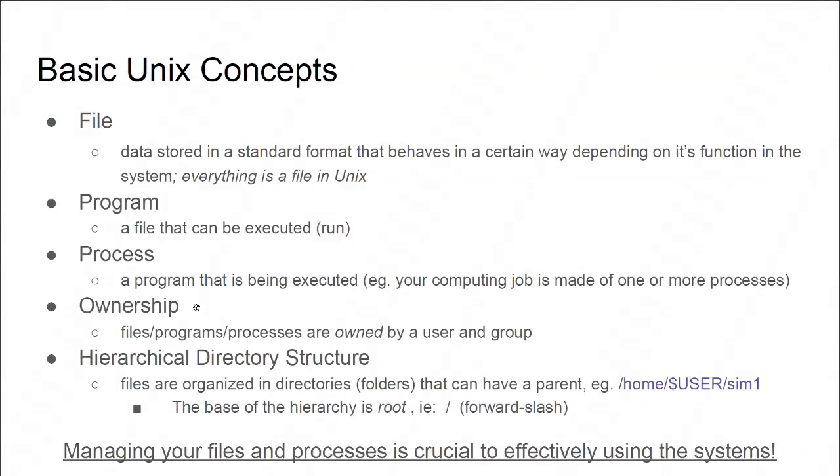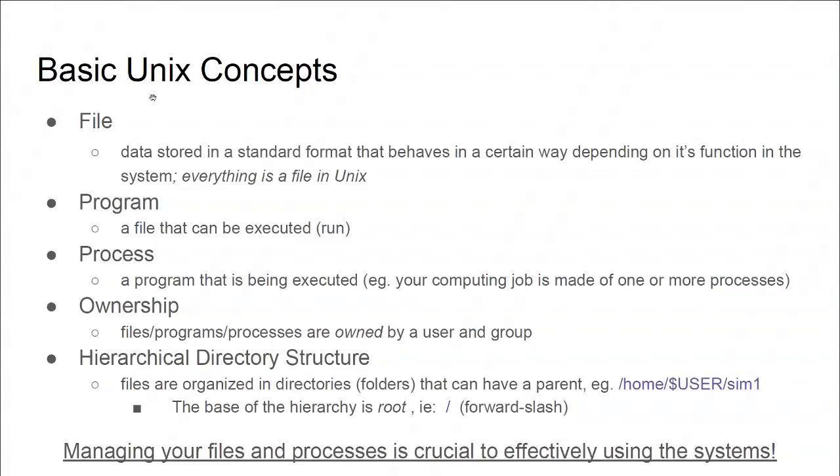Within Unix, it's a shared operating system, so all the resources within it are shared, and they're allocated according to the operating system's configuration and whatnot. So all the files within the operating system have a sense of ownership, so they can be owned by a particular user on the system, but they can also be owned by a group of people. So that includes programs and processes as well.